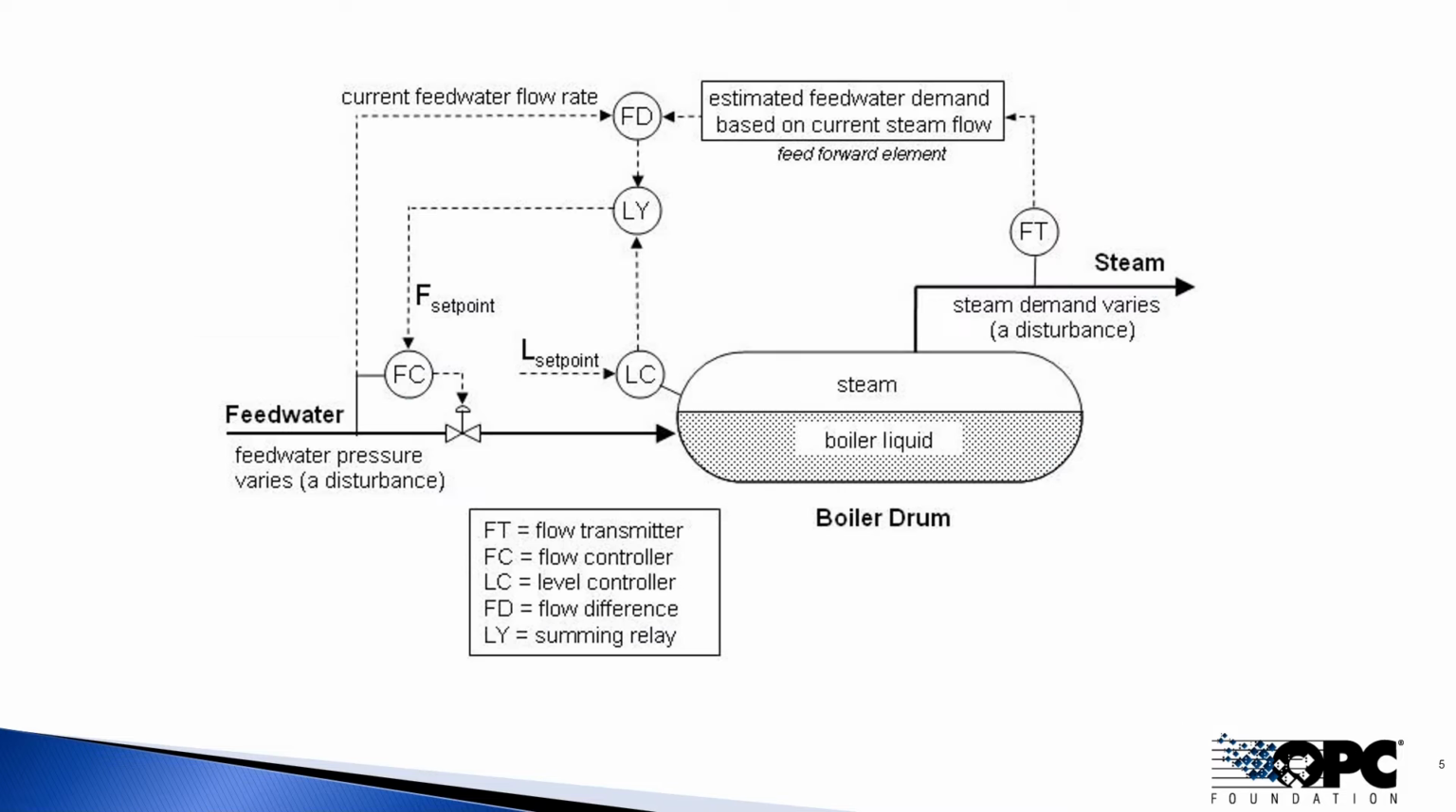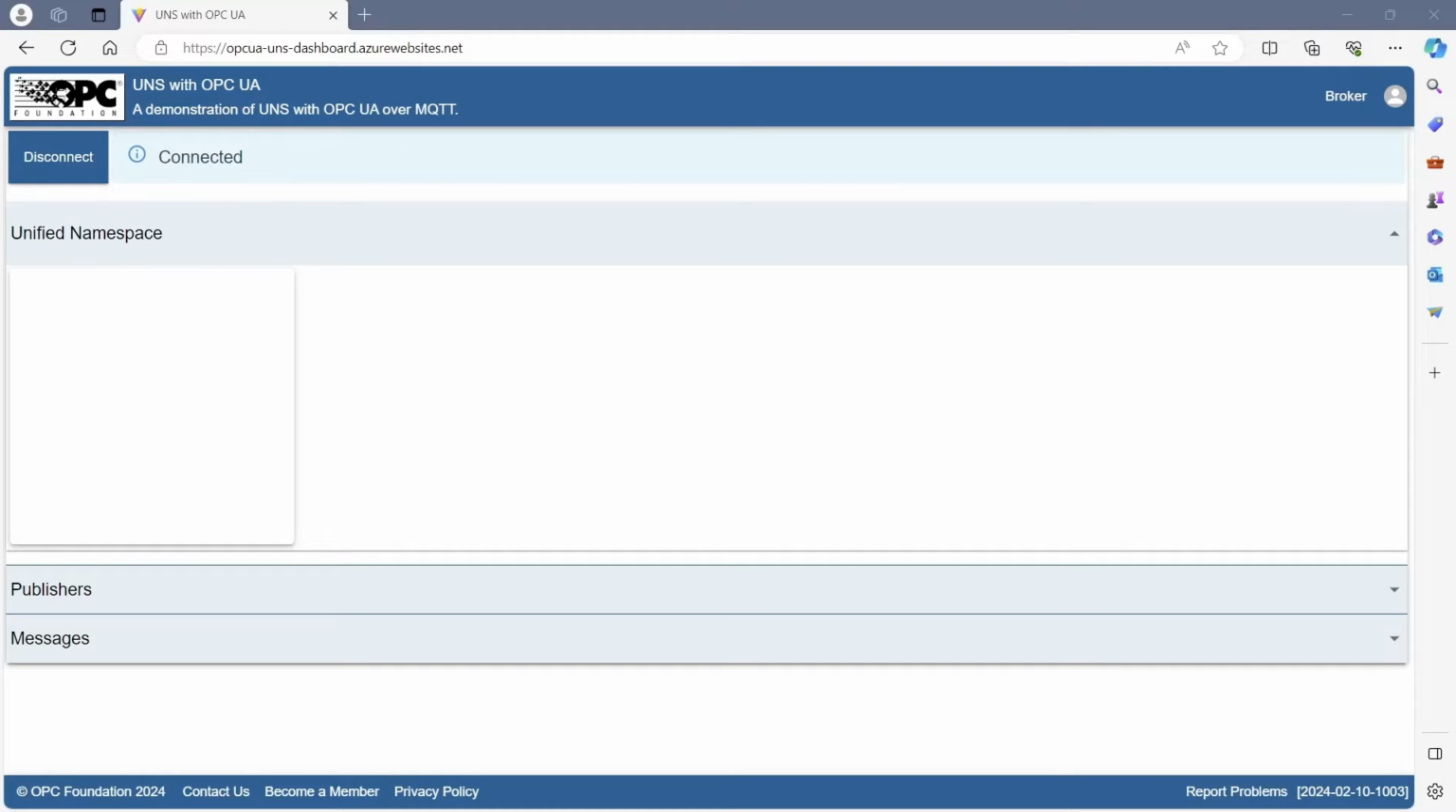And just to give you a little bit more context in terms of what you're going to be looking at, the publishers that I'll be using for this demonstration are simulators that implement a control loop that adjusts the water level of a boiler. The information model for this boiler will include the various sensor outputs, actuator inputs, and I'd like to get into the actual demonstration of our UNS implementation.